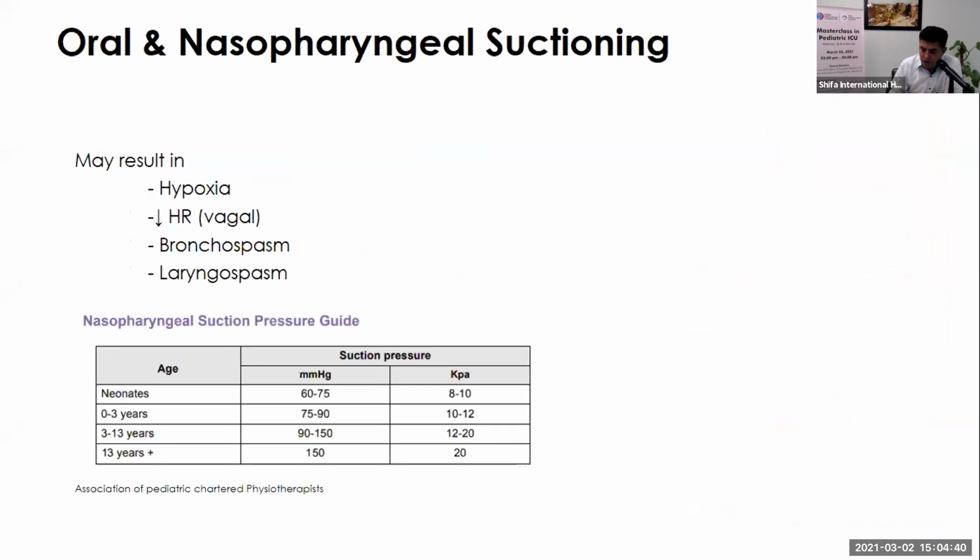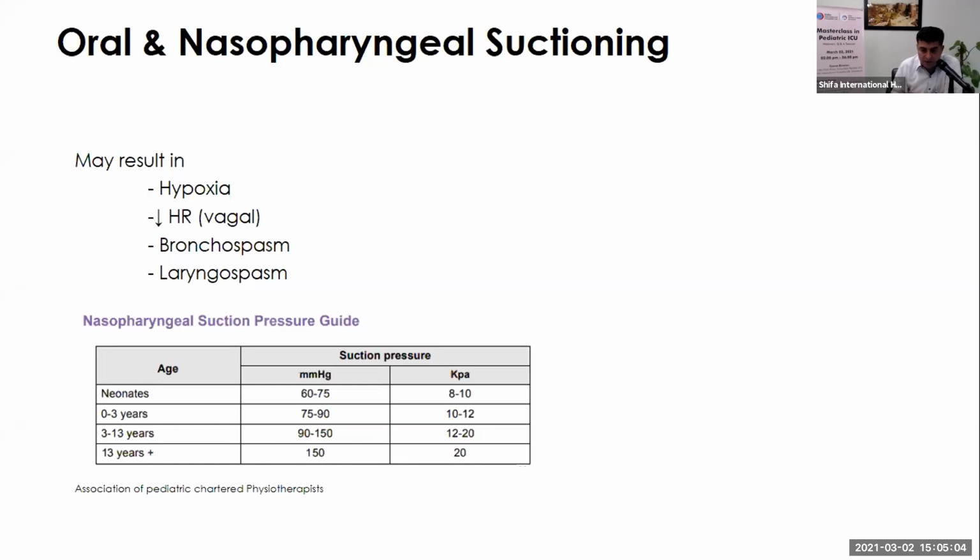What do we do in the suctioning? This table gives you how much negative pressure you can use for newborns, usually 8 to 10 kPa. And as the age advances, it can go even up to 20 kilopascals of negative pressure. Don't go more than that, because it can give you mucosal trauma and bleeding.